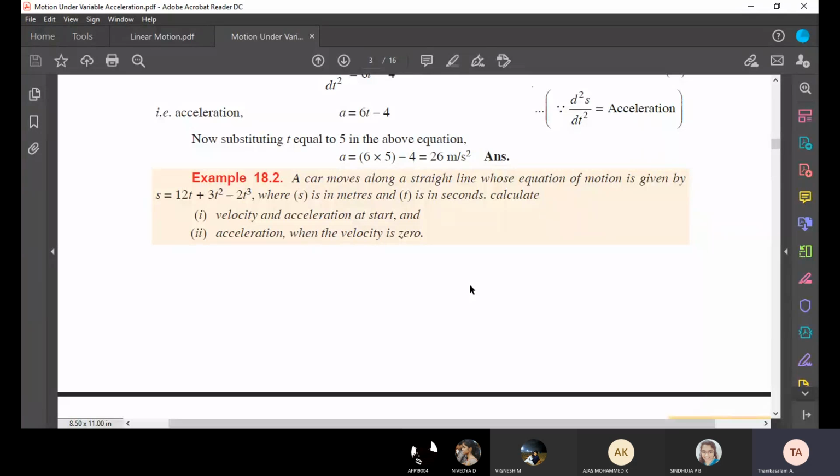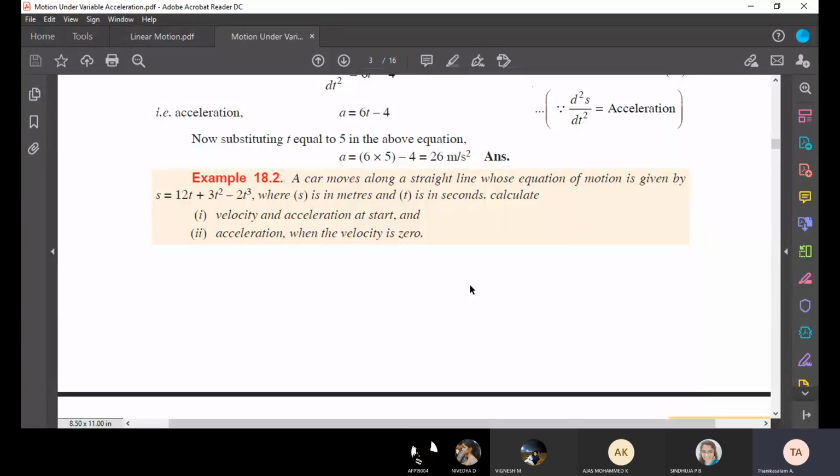A car moves along a straight line whose equation of motion is given by S equal to 12t plus 3t square minus 2t cube, where S is in meters and t in seconds. So S, the distance, is given, no? We know velocity is ds by dt. Students, first differentiation, ds by dt. What is acceleration? dv by dt, the second differentiation, or d squared s divided by dt squared. So we go for the first aim.